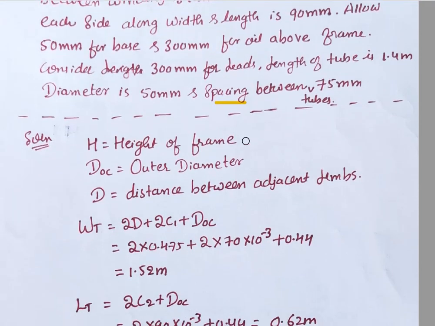So let H be the height of my frame, DOC the outer diameter of the coil, and D the distance between the adjacent limbs. Now what is the height of the frame, outer diameter and distance between the adjacent limbs? We will see.